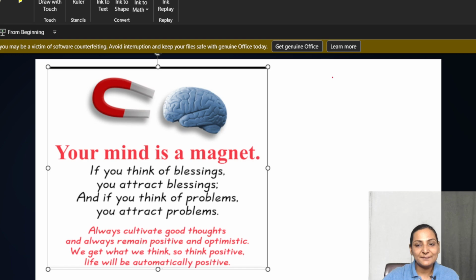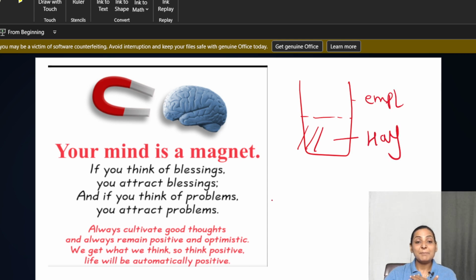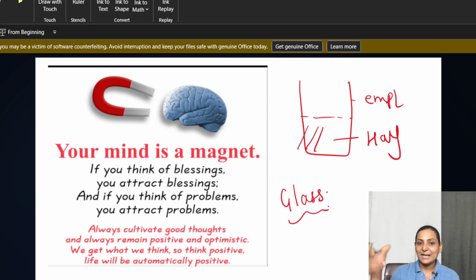Positive optimistic thinking. This is a glass which is half filled. People say, oh, it is empty. People say, oh, it is half filled. But I am an optimistic person and I say, thank God, at least I have a glass, because if I have a glass, I can put water into it. So life is a blessing. Protect yourself from negative thoughts.